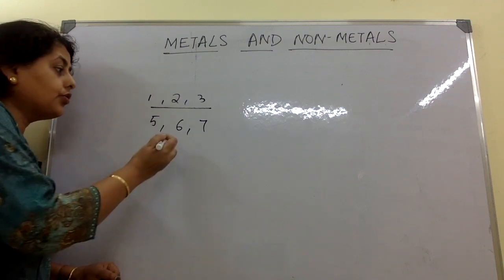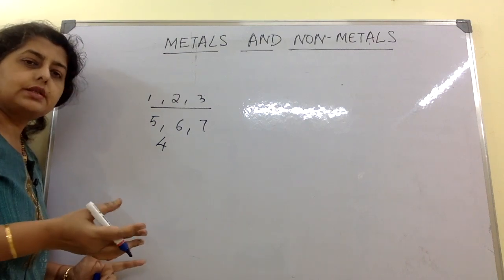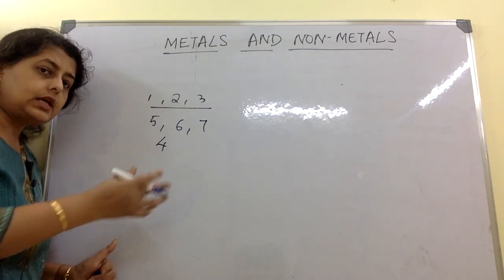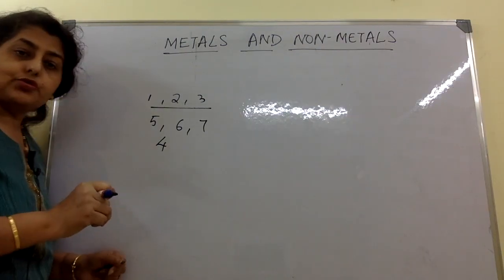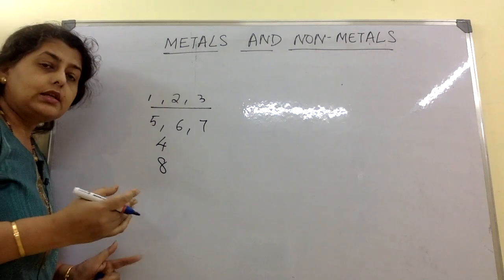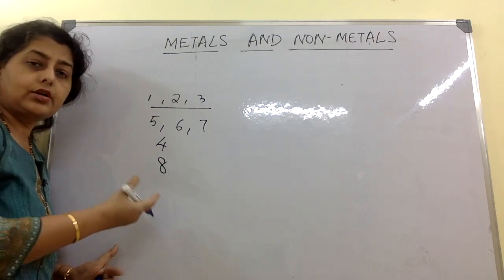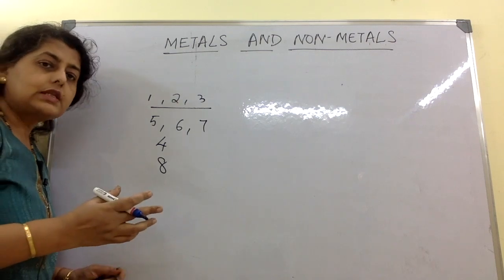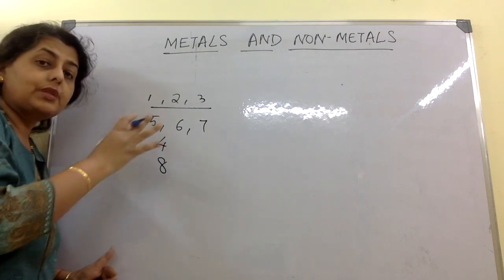Now what about 4? 4 is generally a metalloid, but carbon has 4 in the outermost orbit and we consider it a non-metal. Generally 4 goes for metalloids. When we have 8 in the outermost orbit, that makes inert gases like neon, krypton, xenon, radon, argon and all that. There's one more inert gas, helium, which has 2 in the outermost orbit. So let us concentrate on metals and non-metals now.